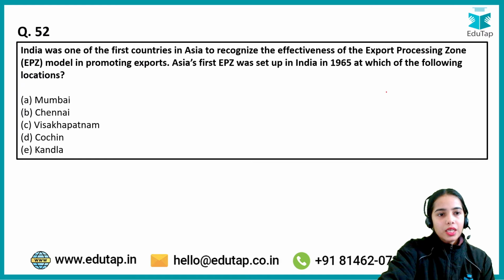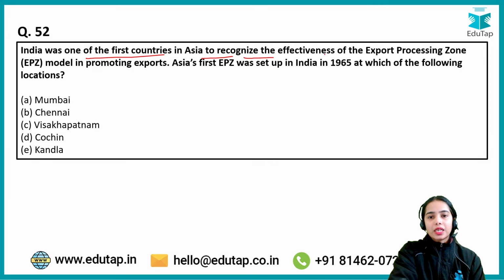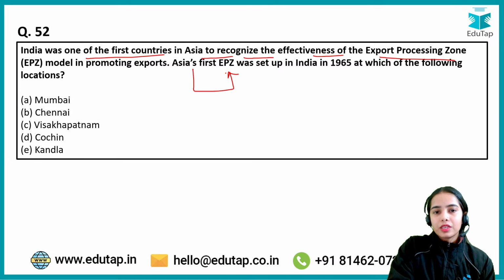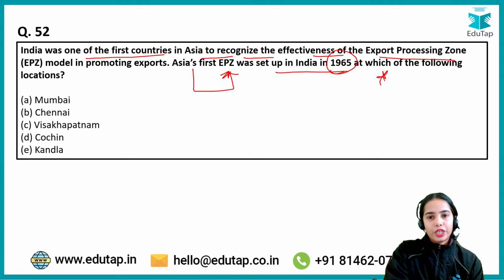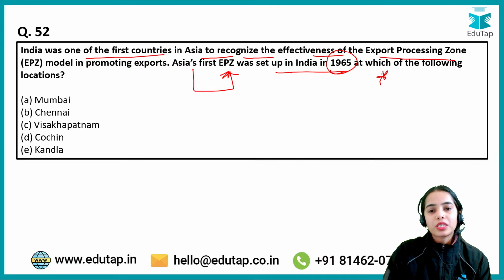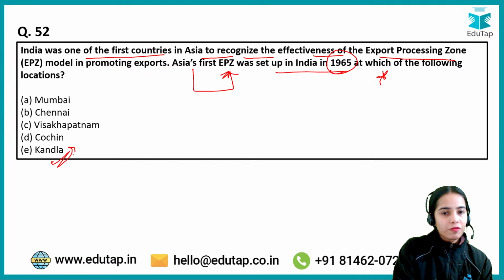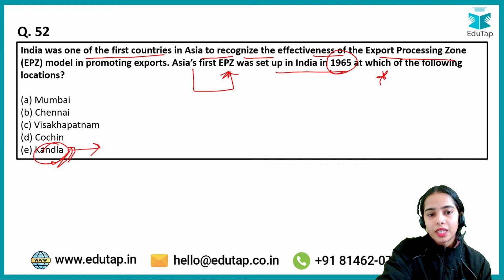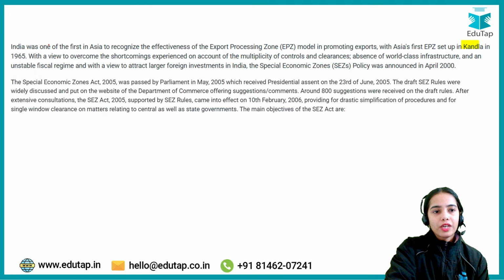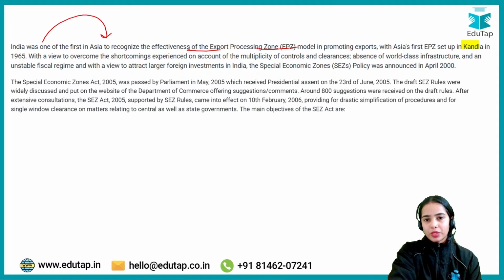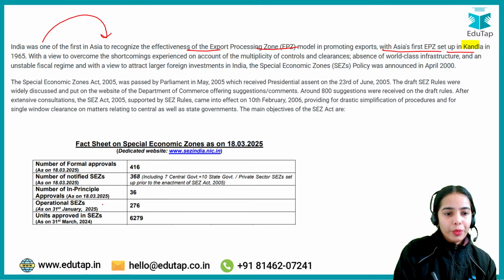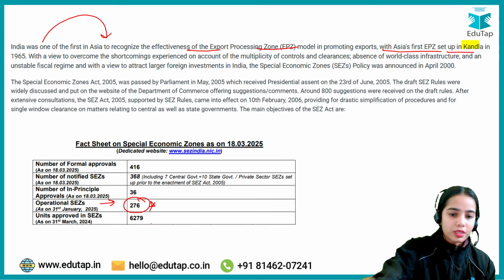Now coming to the next question. India was one of the first countries in Asia to recognize the effectiveness of the export processing zone model in promoting exports. Asia's first EPZ, the first export processing zone, was set up in India in 1965 at which of the following locations? So very easy question. You must know that Asia's first export processing zone was set up in India in 1965 in Kandla. So this is the idea. India was one of the first in Asia to recognize the effectiveness of the export processing zone model, with Asia's first export processing zone set up in Kandla in 1965. Operational special economic zones are 276 currently.